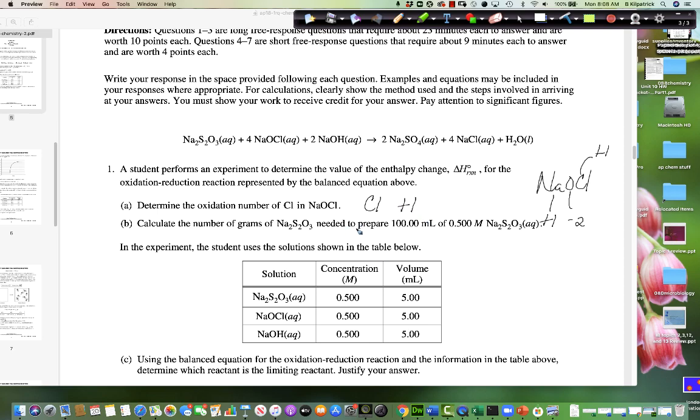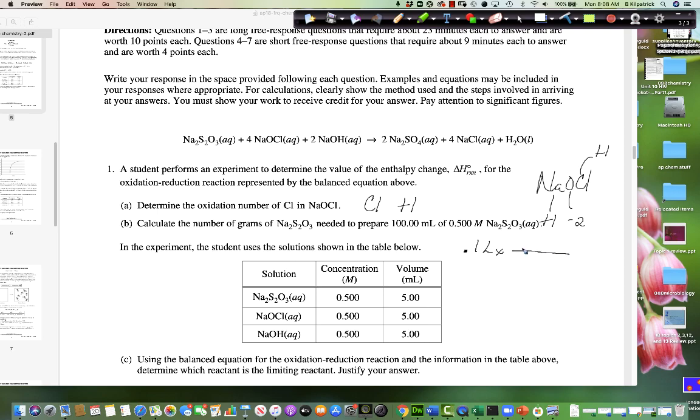Alright, calculate the number of grams of sodium thiosulfate needed to prepare 100 milliliters of a 0.5 molar solution. So this is a simple conversion. You're going to start with your volume, you're going to use your molarity to go to moles, and then you can go to grams right after that.